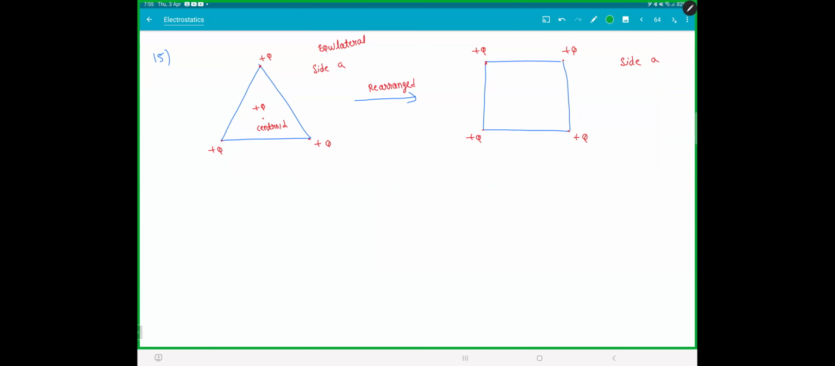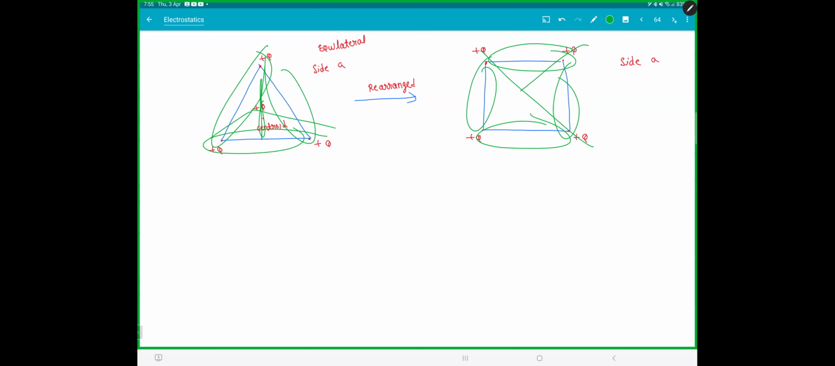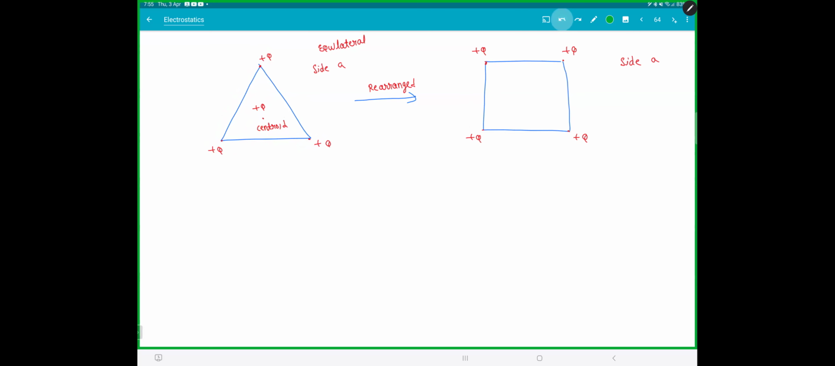So how many pairs are there? Look at this thing. We have 3 side pairs and we have 3 centroid pairs, isn't it? 3 sides and 3 centroids. Here, 4 sides and 2 diagonals. You're getting the 6 pairs? So here, the initial potential energy will be KQQ by A into 3. These are the side pairs. Plus KQQ. Remember, from the vertex to centroid, the distance is A by root 3. It will divide in the ratio of 2:1. A by root 3 into 3. These are the pairs with the centroid.